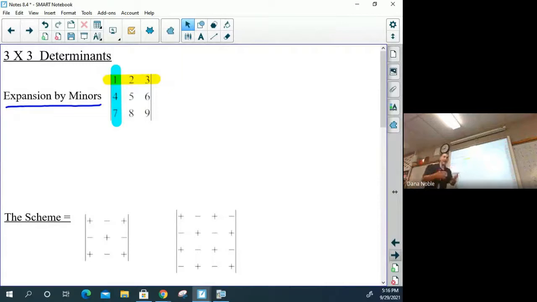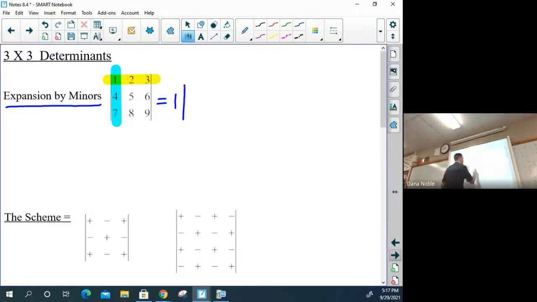So here's how we start this out. We equal it to the one that's overlapped, which is a 1. And then what we do is we're basically crossing out the row and the column that contain it. So what's left over, not highlighted, is going to be the 5, the 6, the 8, and the 9. Put the determinant bars around it, and now we've taken it from a 3 by 3 to a 2 by 2.